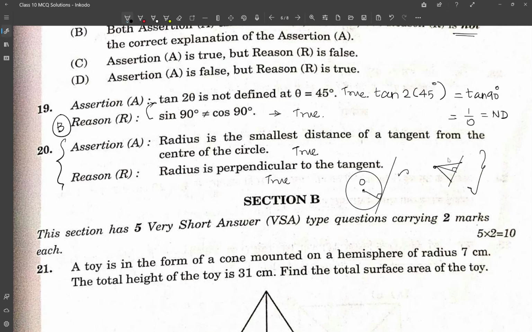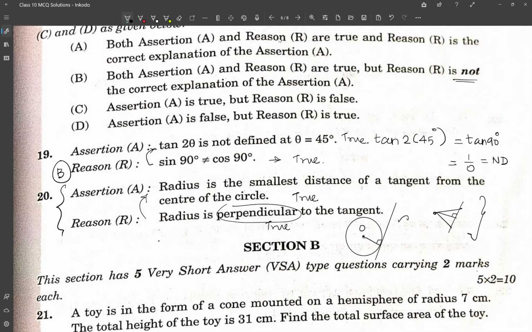The shortest distance of a line from a point is the perpendicular line drawn from the line to the point, correct? So radius is perpendicular to the tangent. This word is very important here. So the reason explains the assertion. So reason is the correct explanation of the assertion statement. So option A would be the correct answer.